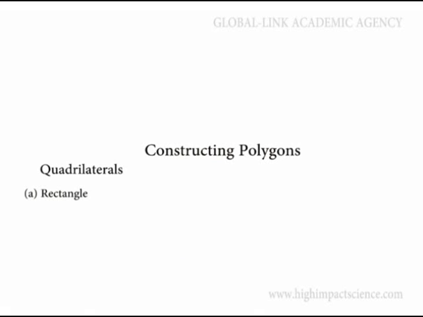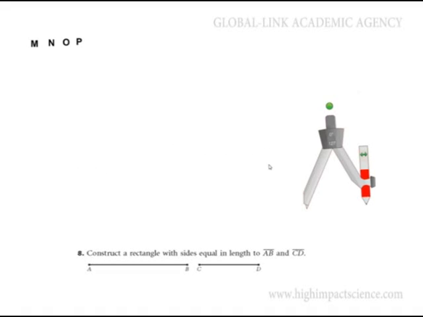Next, construction of quadrilaterals, and we start with the rectangle. To construct a rectangle, all we need are the sizes of the length and the width, because we know the angles are 90 degrees. I need to construct a rectangle with dimensions equal to the line segments AB and CD below. Alternatively, I would have had the actual length measured from the ruler.